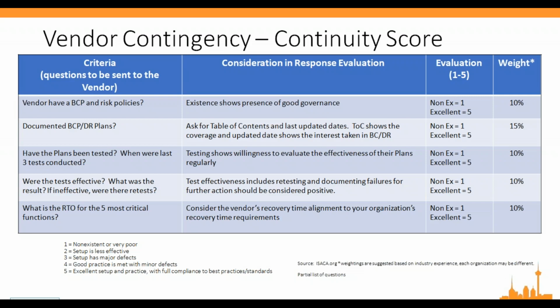Have they been tested? Perhaps you can ask for the last 3 tests that they conducted and what the scenarios for those tests were. Were they effective? Did they have to retest? And what is the recovery time objective for the 5 most critical business functions that that vendor has? So you're digging a little bit deeper into what their contingency planning process is. And as I said, I've added additional questions as reference to the end of this presentation.